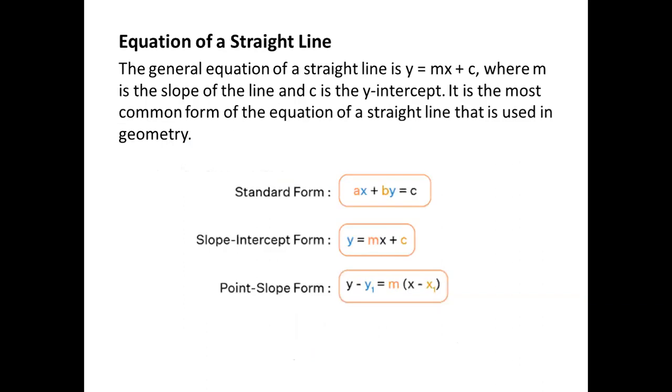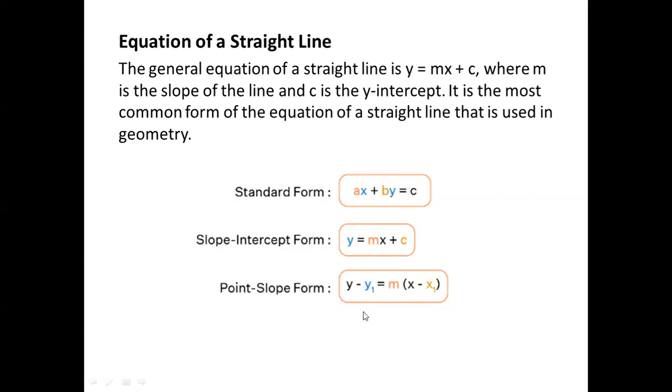The most common form of the equation of a straight line used in geometry is this one, but there are others that we can use. The standard form is ax plus by equals c. Then we have the slope-intercept form, which is the most used because we can clearly distinguish each of the variables. For example, we can distinguish the y-intercept and plot it easily. And then we have the point-slope form, y minus y1 equals m times x minus x1. This one is the most used if we are given a point, because it's easier, we can just plug it in.